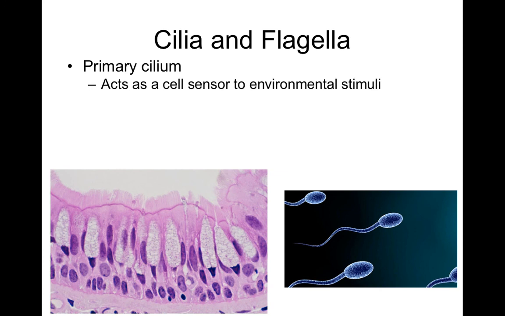The primary cilium acts as a cell sensor to environmental stimuli such as postnasal drainage, sick and gross. And then we have motile cilia, which move fluid and secretions. Now there's a number of places in your body that you have cilia. Number one, your trachea and your bronchi. And in women, fallopian tubes, also known as the uterine tubes, they move the ovum to the uterus.